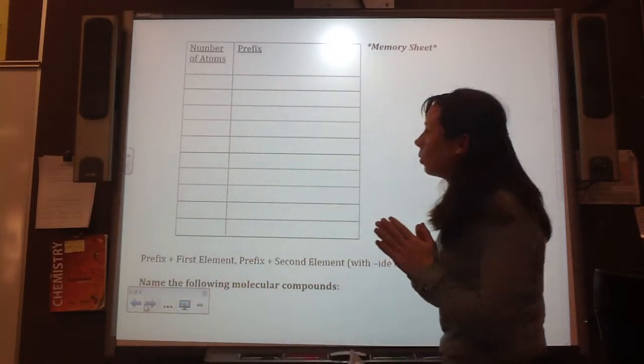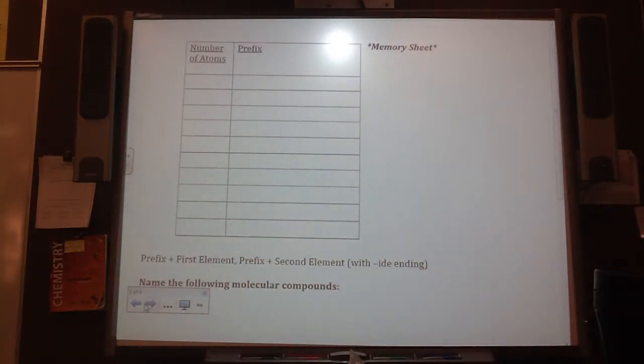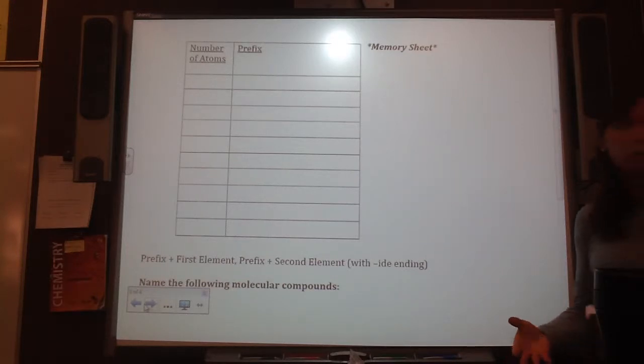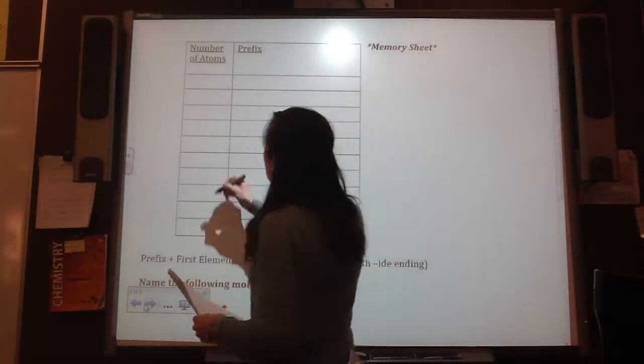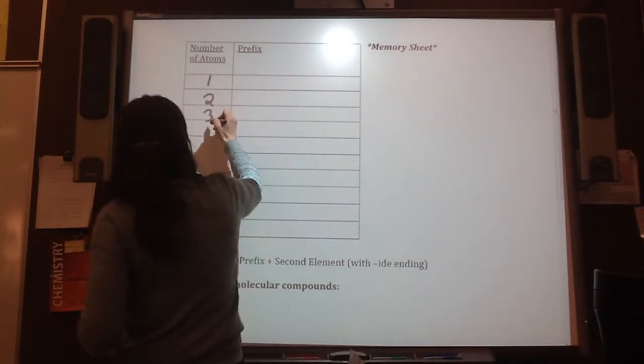Okay, so prefixes. A lot of you will know these. So this is the last kind of box on your memory sheet, and we'll put it in our notes. So this is something you need to memorize, but I bet a lot of you will know them, and we've already talked about them with our hydrates. So, number of atoms, put in 1, 2, up to 10.